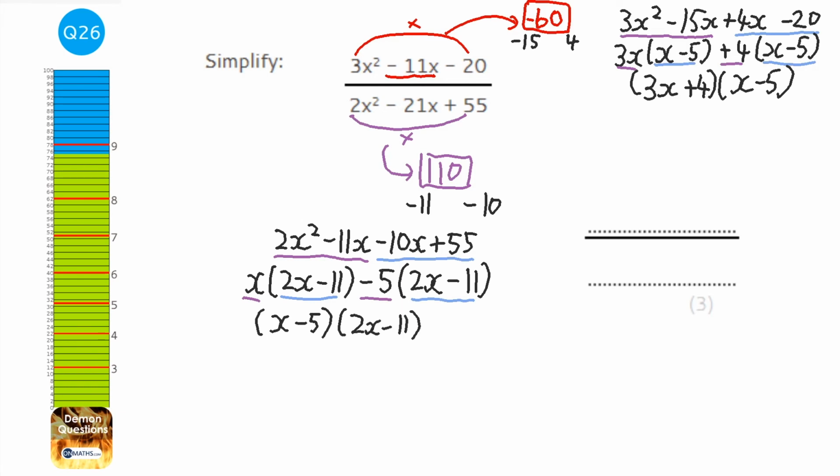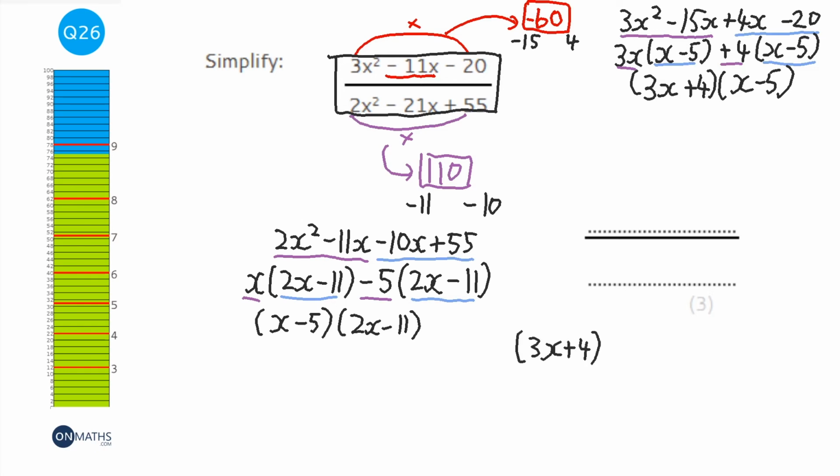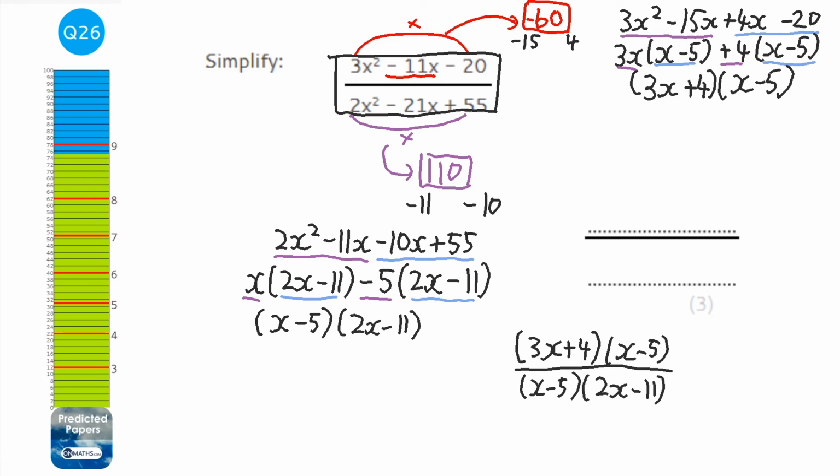Wow, okay, right, so I'm going to rewrite this fraction here, but this time with its factorized versions. So we've got bracket 3x plus 4, x minus 5 at the top, and at the bottom we've got x minus 5, 2x minus 11. Okay, now we're going to cross out the repeating bracket at the top and bottom. So we're going to divide top and bottom by x minus 5. So that gets rid of that and gets rid of that. So we're left with 3x plus 4 and 2x minus 11.